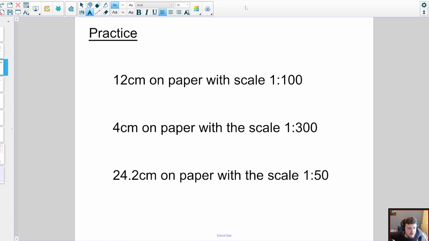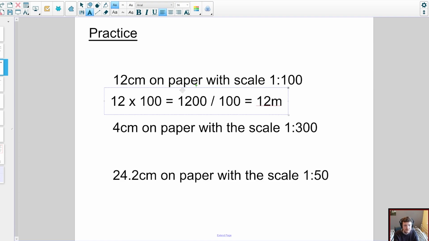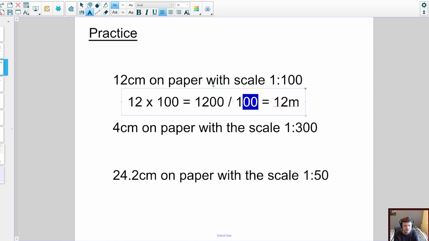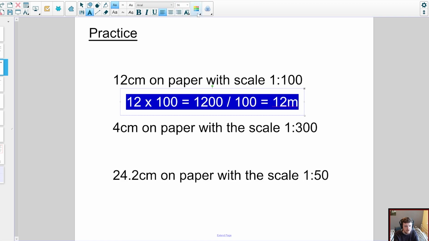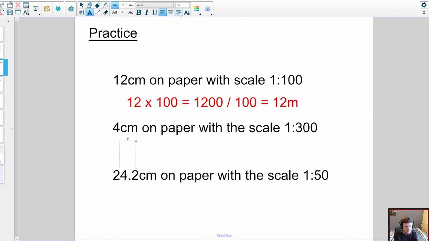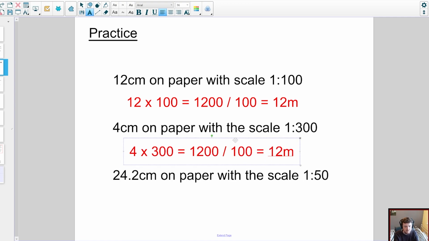Okay, so hopefully you had a practice on these. We start with 12 centimeters on paper with a scale of 1 to 100. So our method should be 12 times 100 equals 1,200. Divided by 100 again gets me back to 12 meters. And the reason why I've divided by 100 is because there's 100 centimeters in a meter. And so our answer is 12 meters. And I'll do this in red to show that these are the answers. That's probably a smart idea. There we go. Okay, here we've got 4 times by 300, because the scale is 300, equals 1,200. Divided by 100 equals 12 meters.